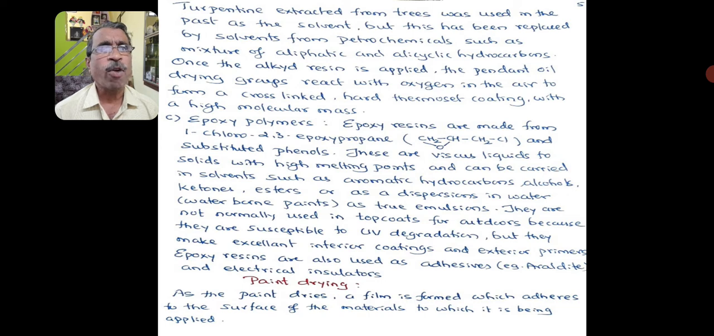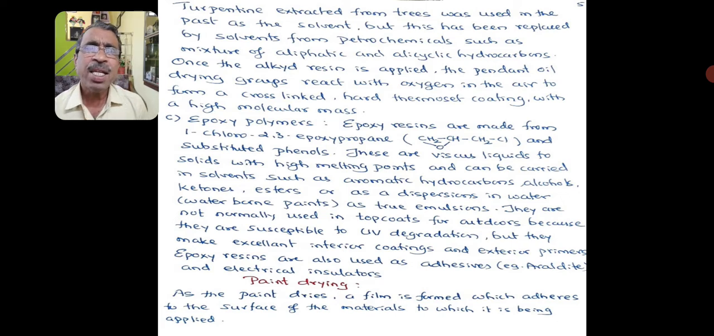Turpentine extracted from trees was used in the past as a solvent, but recently this has been replaced by solvents from petrochemicals, such as a mixture of aliphatic and alicyclic hydrocarbons. Once the alkyd resin is applied, the pendant oil drying groups react with oxygen in the air to form a cross-linked, hard thermoset coating with a high molecular mass.